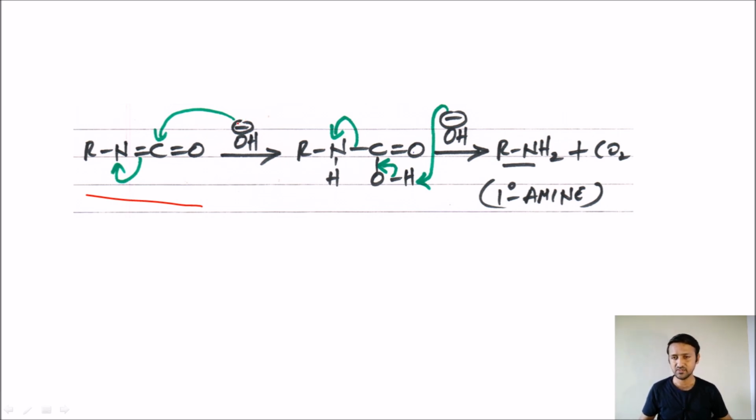Basic medium. So OH minus first will attack on the carbon because this has more electrophilic nature, right? It attacks on the carbon, and as a result, what happens? The bonding electrons here will shift on the nitrogen. Okay, N becomes N minus. Okay, if N becomes N minus, what does it do? Instantaneously it picks a proton because we have an aqueous medium, right? H2O present, so instantaneously it picks a proton.